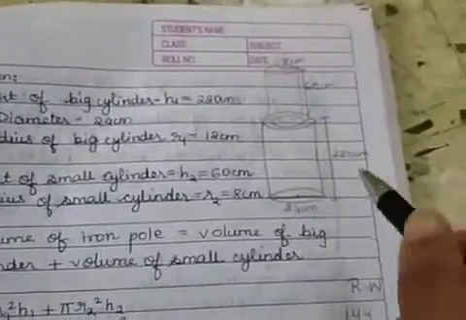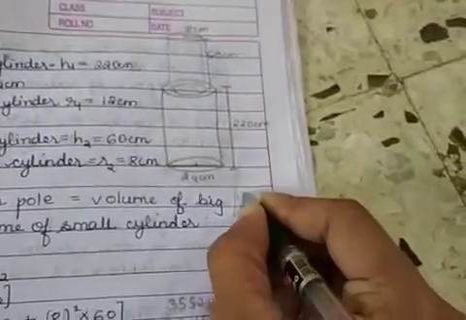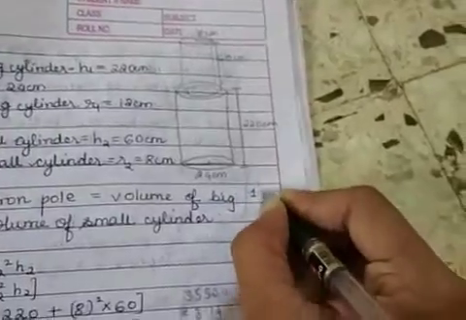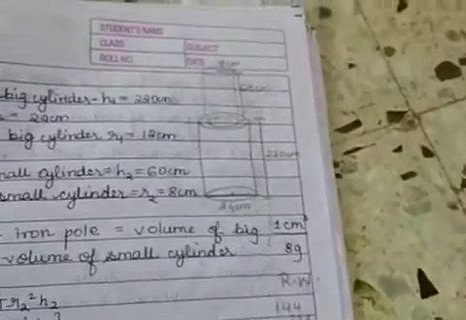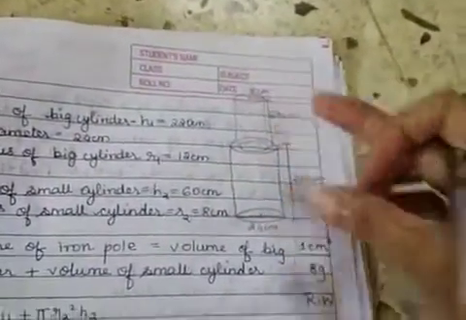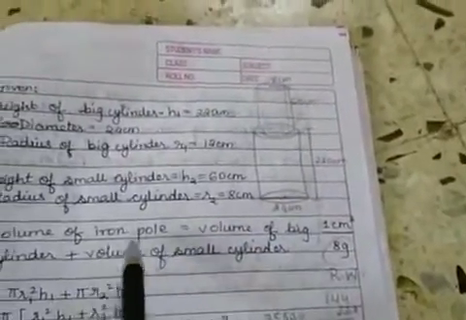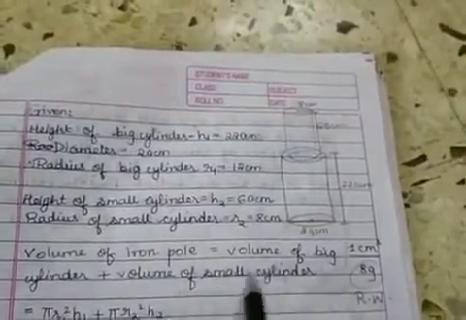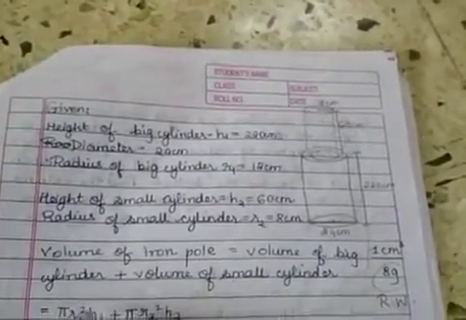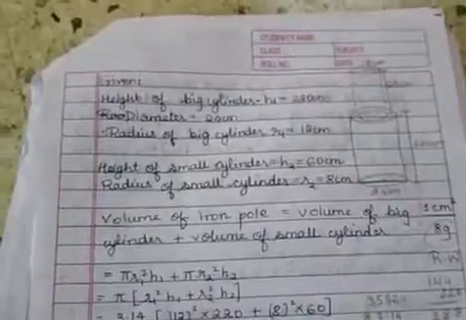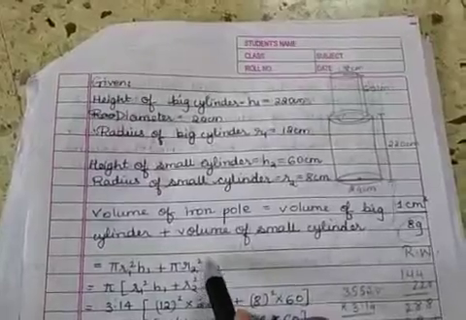Why are we finding the volume? Because we have to find the mass of the iron pole. You are given that if you have a volume of 1 centimeter cube, then the mass it will have is 8 grams. So if I find the volume of this pole, then I can find the mass of the pole. So volume of the iron pole is volume of big cylinder plus volume of the small cylinder. The formula you know is pi r square h. So for big cylinder it is pi r1 square h1, plus for small cylinder it is pi r2 square h2.